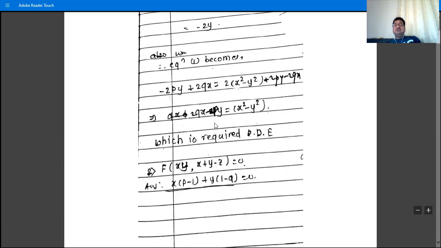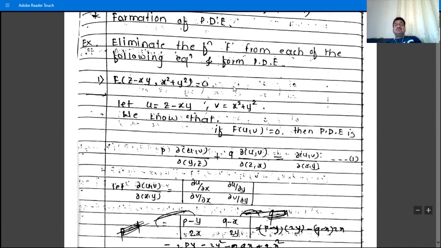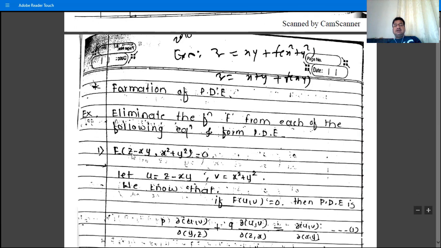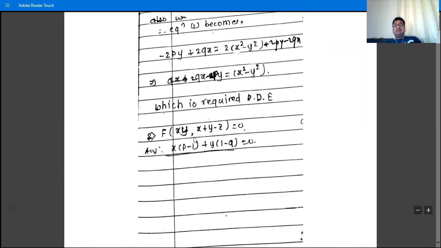Dividing throughout by 2, we have 2qx minus 2py is equal to x square minus y square, and which is the required partial differential equation. That is, this is the partial differential equation whose solution is f of z minus xy comma x square plus y square is equal to 0. So this is the solution, and we have to find its corresponding partial differential equation.